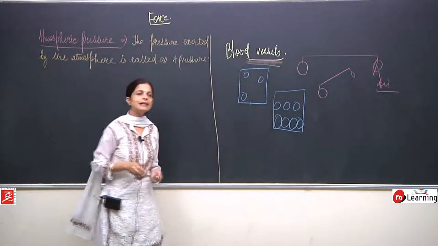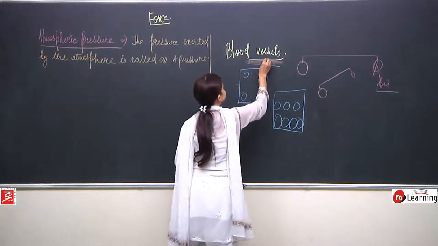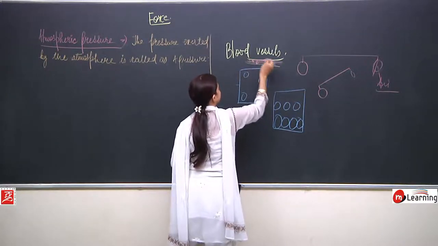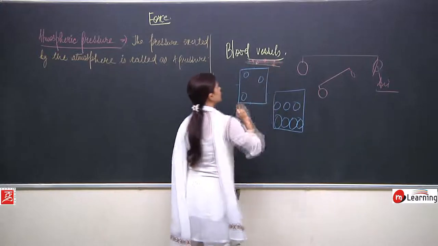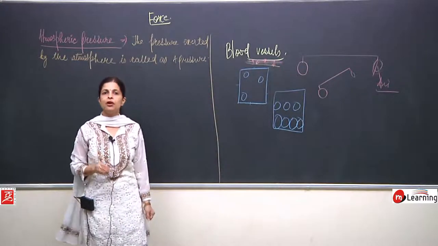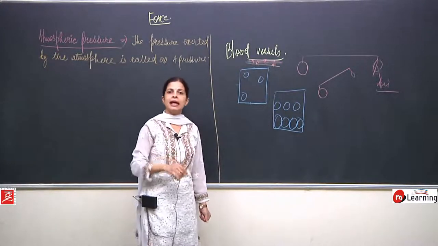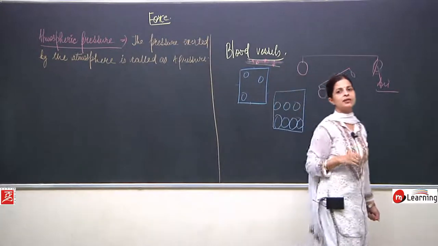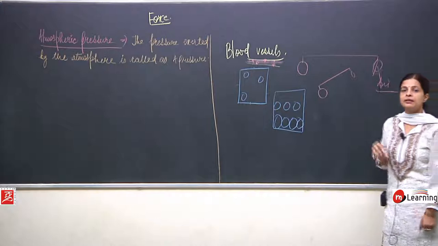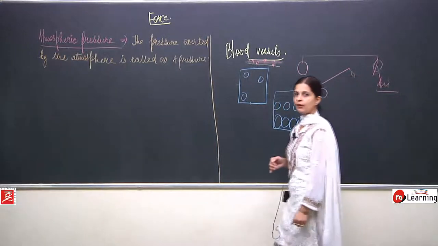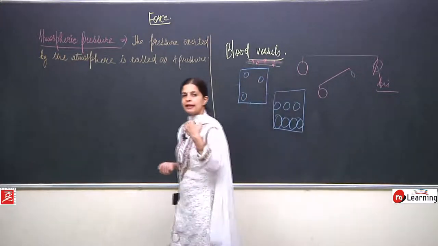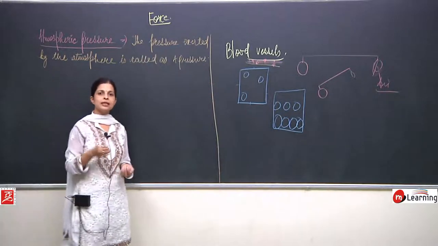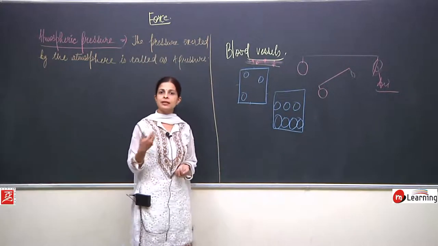blood exerts pressure on the walls of the blood vessel, and this pressure exerted by blood on the blood vessels is known as blood pressure. Okay, what is blood pressure, children? See, in our body blood flows continuously, isn't it? Blood flows in our body continuously, and where does it flow?